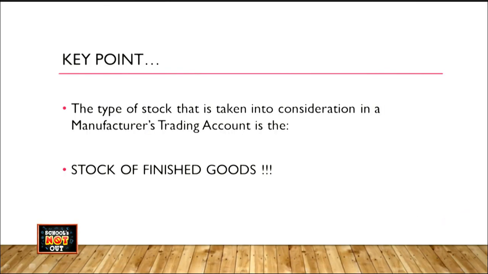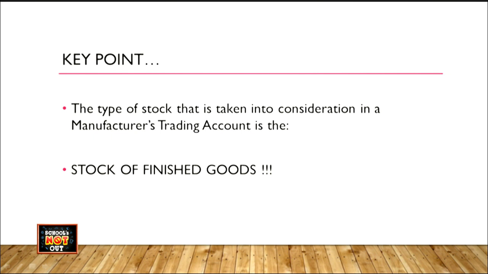Now, what I want you to bear in mind is this. When we're examining a manufacturer's trading account, we are going to focus on what we call the finished goods. In the previous class, we explored the stock of raw material as well as the stock of work in progress, which were needed to calculate the manufacturer's cost of production. However, again, for the trading and profit and loss account, we will be focusing on the stock of finished goods.